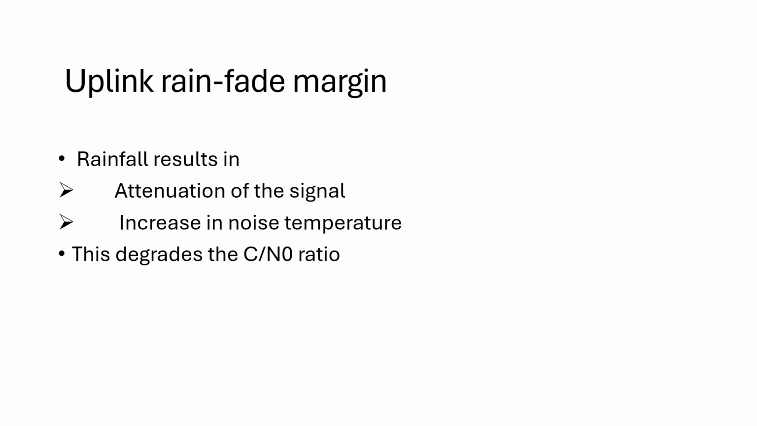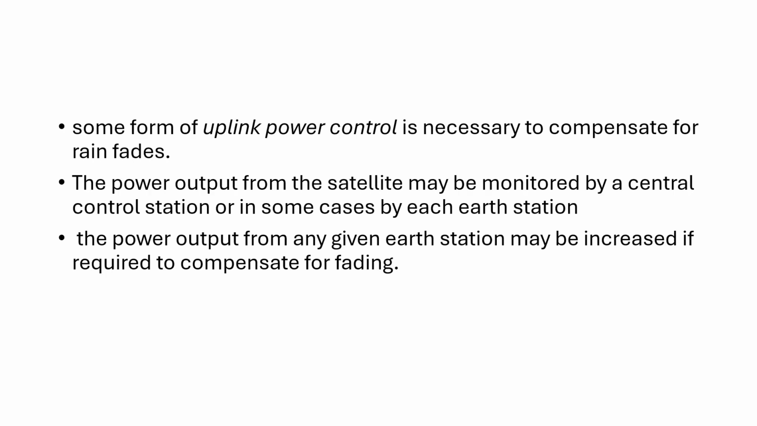So, uplink rainfall margin. Rainfall has a severe impact on the attenuation of the signal and increases noise temperature, and all these degrade the carrier to noise ratio of the signal. So some form of uplink power control is necessary to compensate for rain fades.